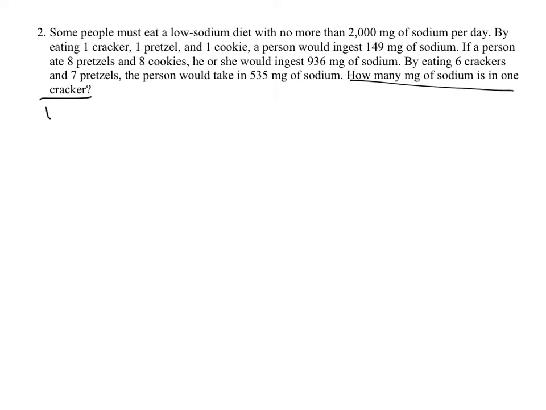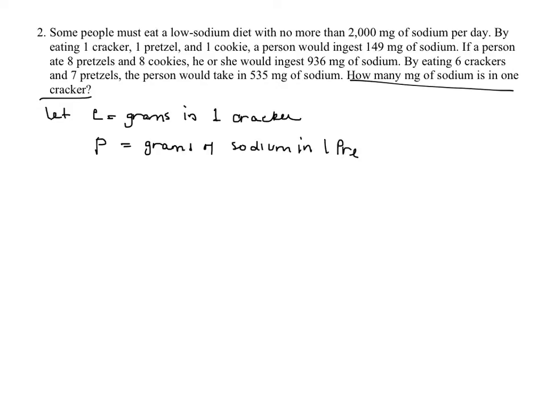So let's just do it. C equals grams in 1 cracker. Okay, what else we got? We got a pretzel, so we'll do P, grams of sodium in one pretzel. And we have a cookie, so we'll use K for cookie. Grams in one cookie. Perfect. So here we go.